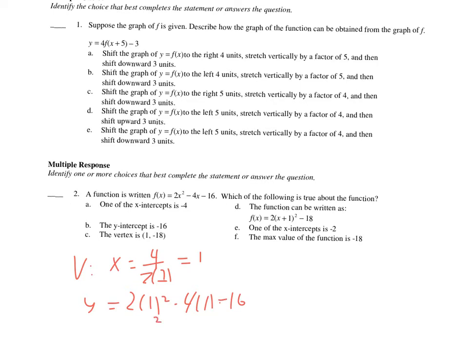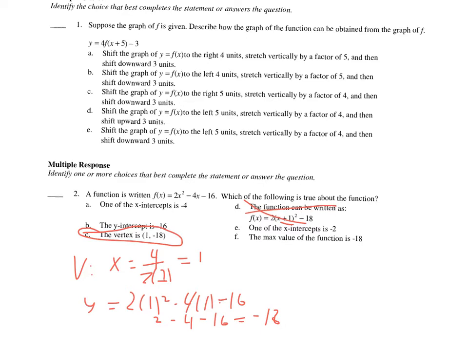So that would be 2 minus 4 minus 16. And so that's going to come out to negative 18. So then I know my vertex is 1 comma negative 18. That is correct. But then this vertex form is actually written incorrectly because they put x plus 1 and we need to put x minus 1 there.